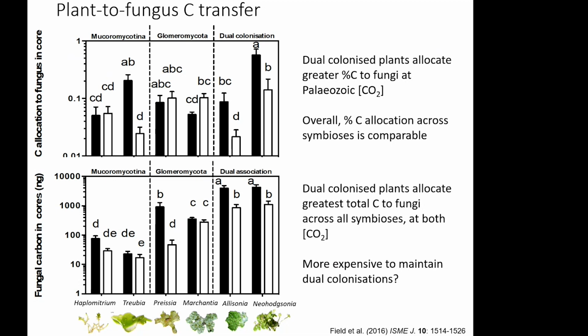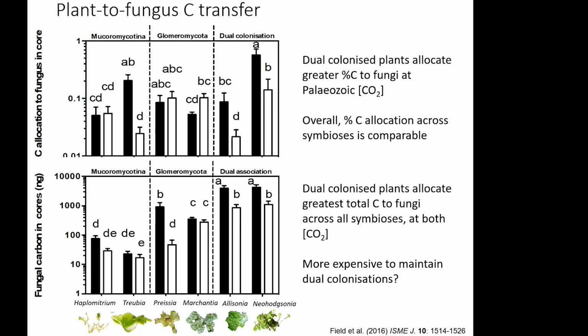Then in the middle, we've got the arbuscular mycorrhizas, with Pricea and Marchantia being the liverworts that hosted those types of fungi. And then we have dual colonized plants, which is the Allisonia and the Neohodgsonia that I just introduced you to a moment ago. And really, the only message I want to get across with this is that, firstly, if you look at the Mucoromycotina, particularly this bottom one, they get carbon from their plant partner. Those fungi are receiving carbon from their liverwort hosts, and they're receiving quite a lot. It's certainly in the same ballpark as some of the other liverworts.